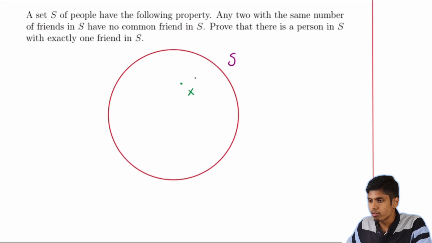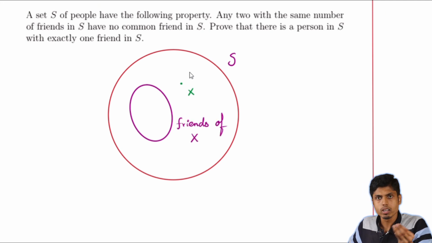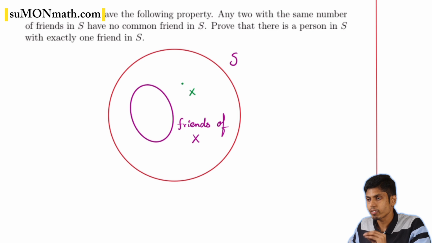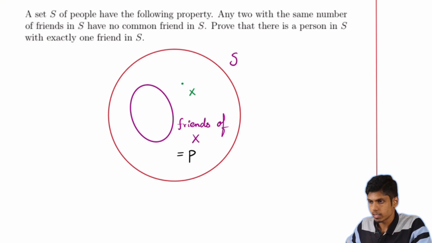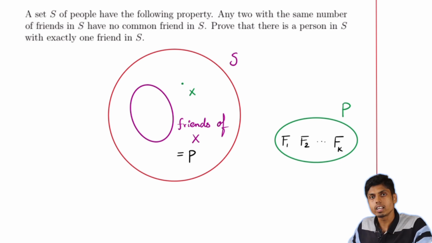Now we have the friend list of X. So these are the friends of X. Maybe it is just one person, in which case we are already done. That's what is supposed to be proved. Let's call this friend list of X as P. Let's analyze the people or person in P. Assume that the people inside P are like F1, F2 till Fk, where K is the cardinality of P, the number of people in the set P.